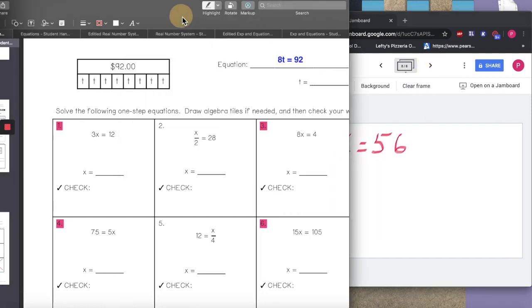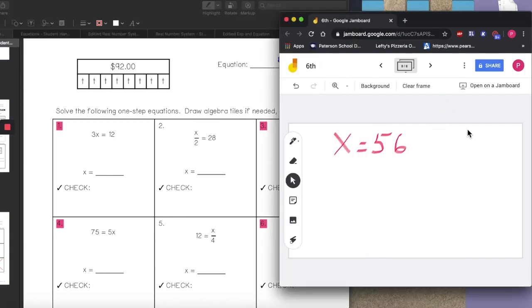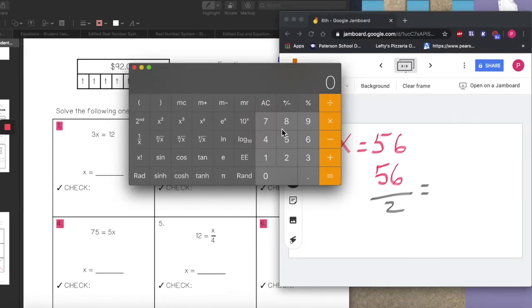So my original equation said x over 2. So instead of x, I have 56, and it's over 2. And it says that it's equal to 28. Well, I need to perform my math. And if it comes out to 28 on this side, then I know my answer is right if I'm checking my work. So I have 56 divided by 2. And I get 28. And I have the right answer.